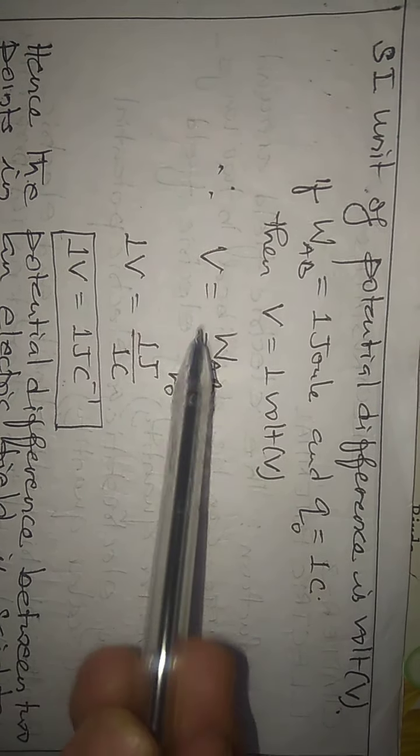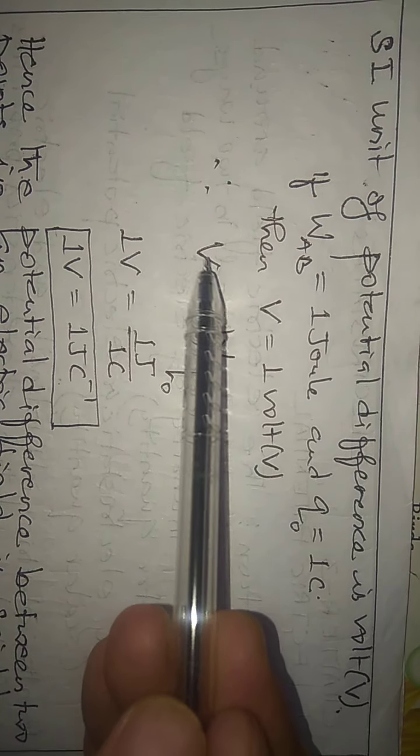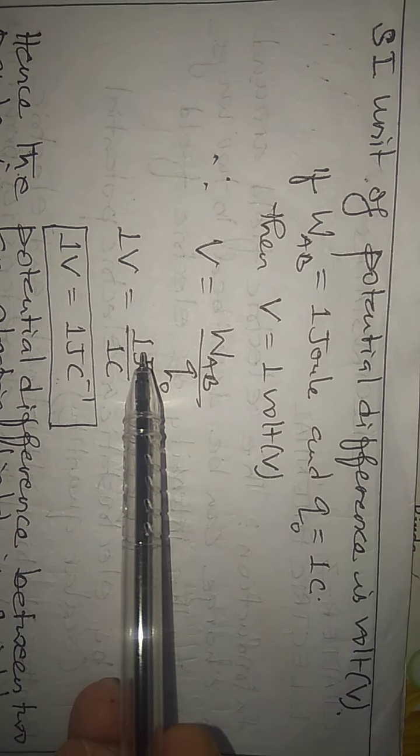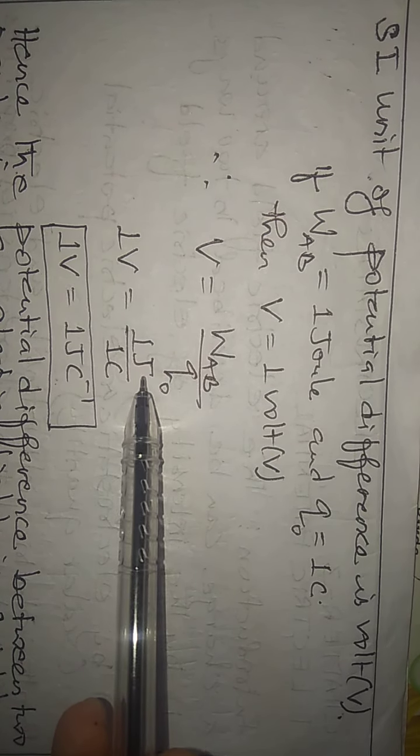As you know, V equals W_AB by q naught. Now V becomes 1 volt when 1 joule of work is done to move a test charge of 1 coulomb. That means 1 V is always equal to 1 J by 1 C, that is, 1 volt is equal to 1 joule per coulomb. So potential difference between two points in an electric field is defined as 1 volt if 1 joule of work has to be done in moving a test charge of 1 coulomb from one point to another point, against the electrostatic force, or by the electrostatic force.